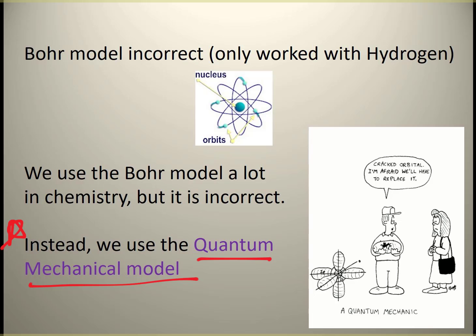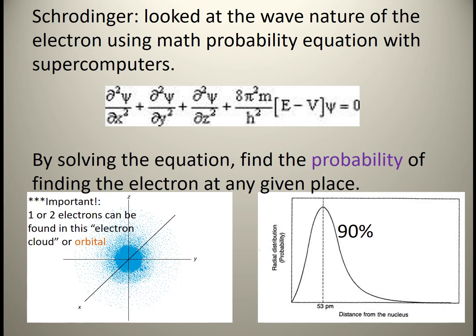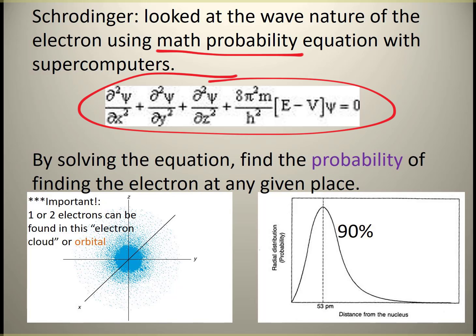And it has a lot of math, and this model is based on a supercomputer that Schrodinger used. He looked at the wave nature of the electron and he used math probability to find the location of where an electron is. And taking this equation, he was able to model that with a computer and come up with something that looks like this. Do you see how it's kind of a fuzzy cloud-like probability?